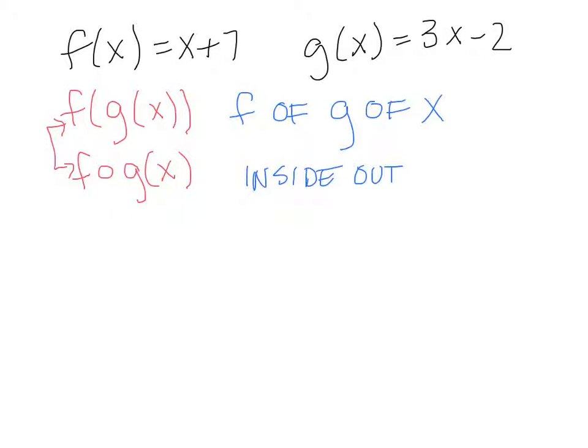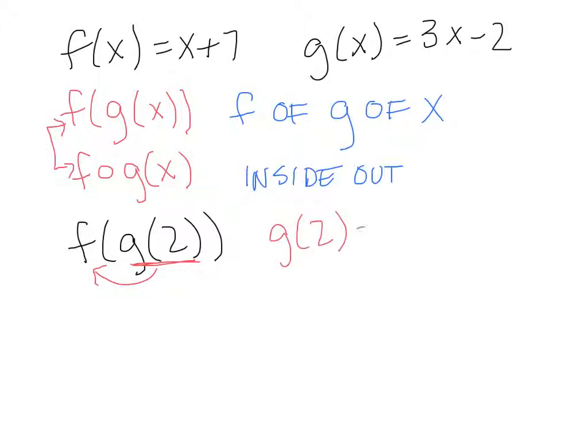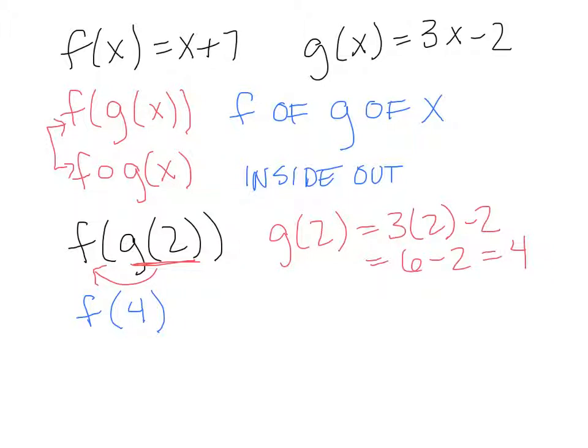So an example of where you're going to see that is, let's say we were going to find f of g of 2. So basically what this means is that you are going to find g of 2, whatever that is, and it is going to be put into the function of f. So we're going to have to do two calculations. We're going to start with g of 2. So g of 2 is going to be 3 times 2 minus 2, which is 6 minus 2, which is 4. So now we know what goes inside our function. So our new function is f of 4, because g of 2 is 4.